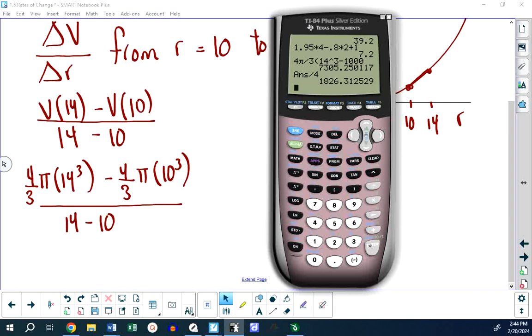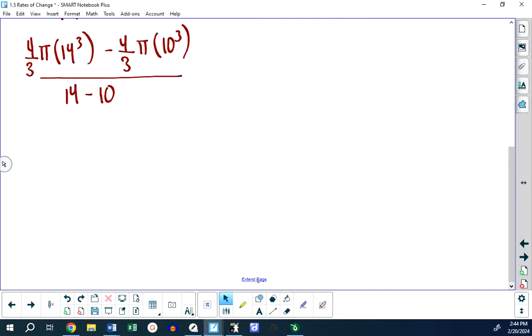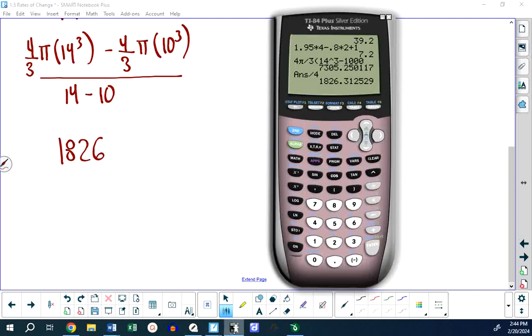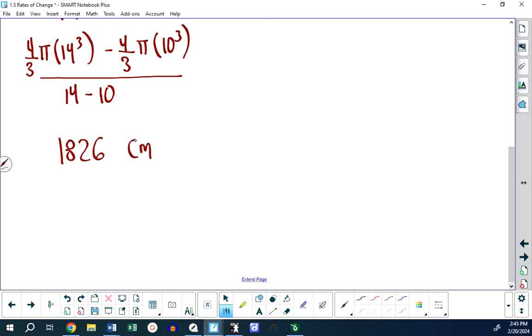Okay. Now what are the units of this? Well, the units are volume units over radius units. And this is going to be the first time for you where you do not do what you've always been taught to do, which is simplify units. You do not simplify this into square centimeters, because then it loses its meaning.